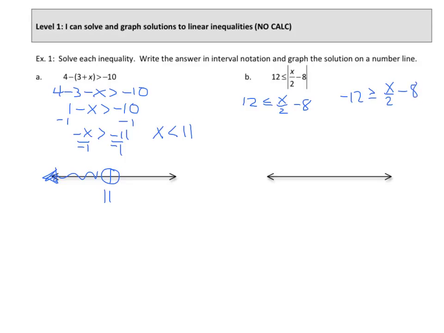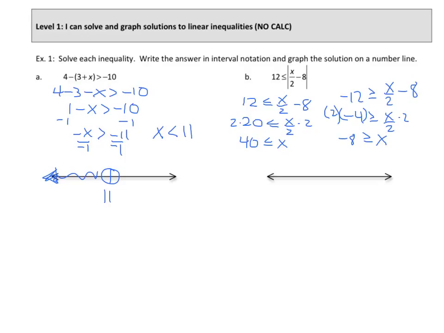And then we solve both inequalities. So on the left-hand inequality, I add 8 to both sides, and I get 20 is less than or equal to x over 2, and then I multiply both sides by 2, and we get 40 is greater than or equal to x. And on the other side, add 8 to both sides, and you get negative 4 is greater than or equal to x over 2. Multiply both sides by 2, and we get negative 8 is greater than or equal to x.